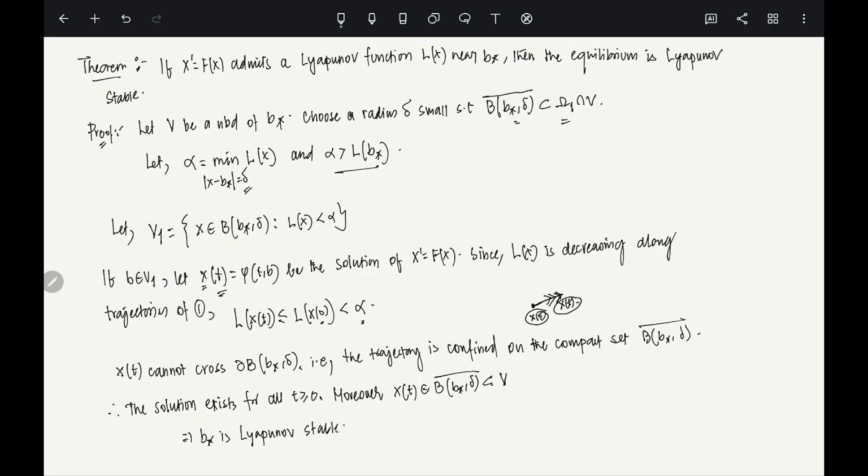So if you start with any solution, what is happening is this: for all time t, the solution exists in the neighborhood of B star. So it is Lyapunov stable. Fine. Now the thing is, as I told you, the strict minima is very important. So let's take this example.